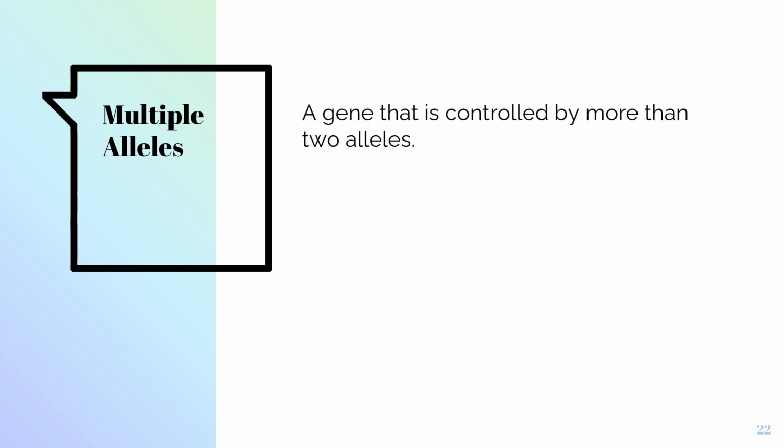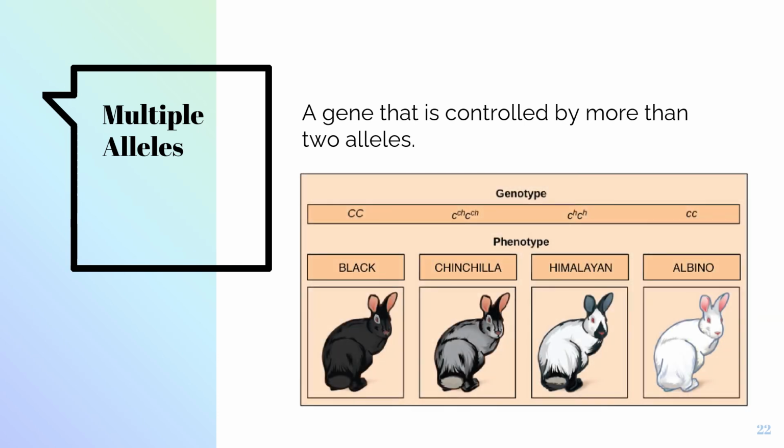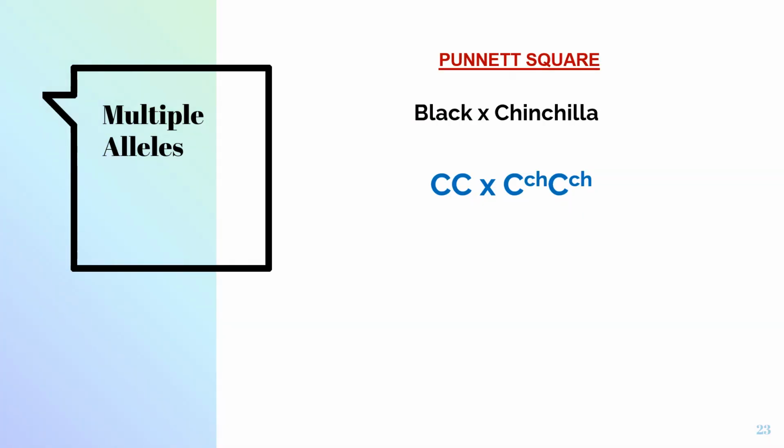The next one and the last type of non-Mendelian inheritance is the multiple allele, a gene that is controlled by more than two alleles. Example of this one is the genotype of rabbits. We have here the colors of black, chinchilla, Himalayan, and albino. So at the upper portion, you would see the genotype of the following rabbits. What if we're going to cross a black rabbit and a chinchilla? So we use the following genotype based on the table that I've shown a while ago.